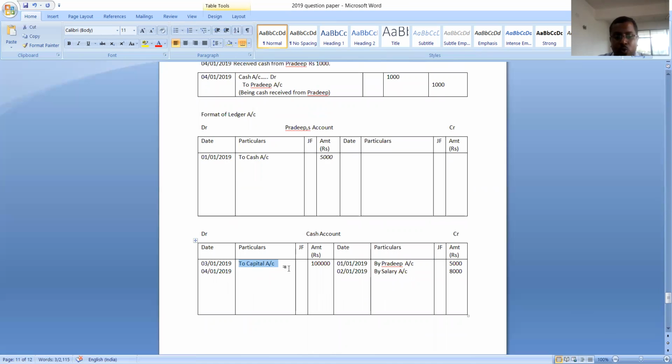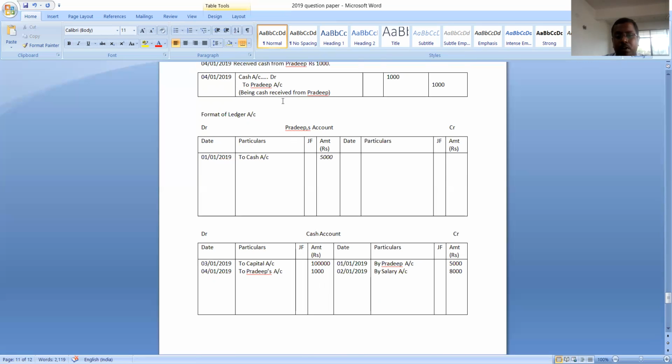In the particulars column, what should you write now? You should write the name of the account that is credited. Cash account debit to which account? To Pradeep's account. Understood? What is the amount? Amount is rupees 1000. So we recorded the transaction in cash account. Now in which account should we record the transaction? In Pradeep's account. Search Pradeep's account.